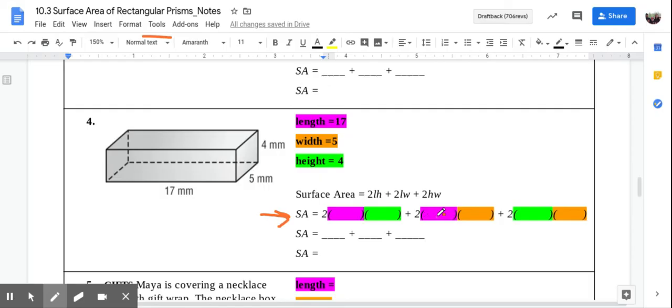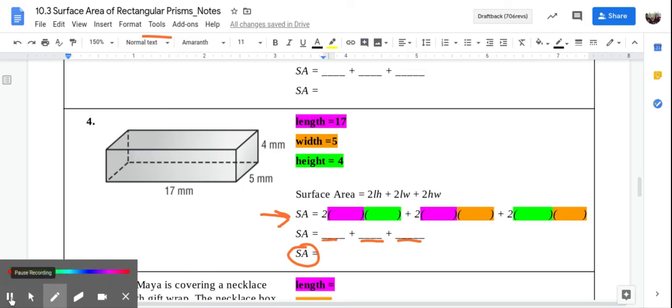Now, what is 2 times the length times the width? Now, what is 2 times the height times the width? Okay, you now have those three numbers. If you missed any of those numbers, make sure you use the correct answer. Tell me, what is the total surface area for the fourth rectangular prism?